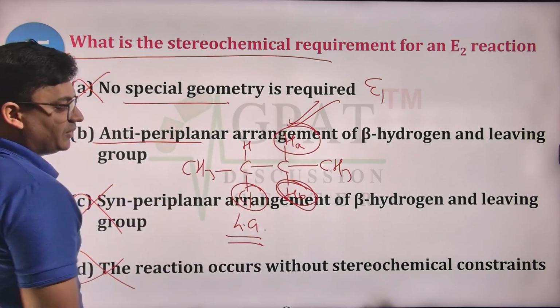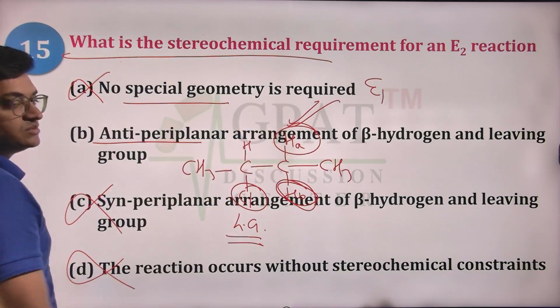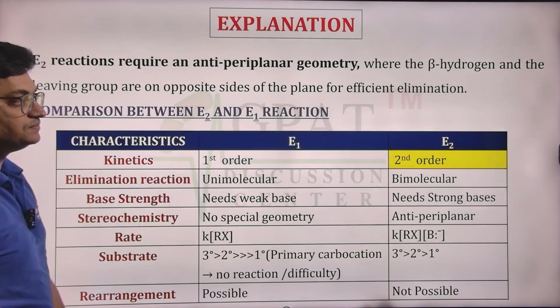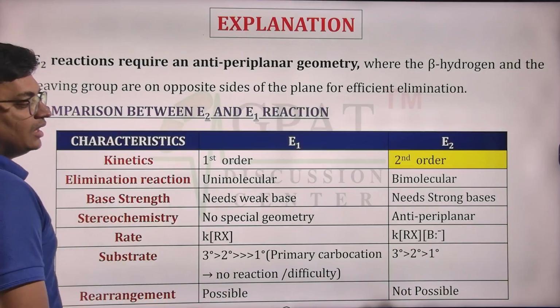This anti-periplanarity is the only requirement for an E2 reaction mechanism. So B is the right answer.